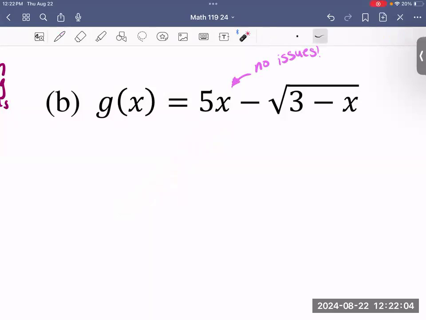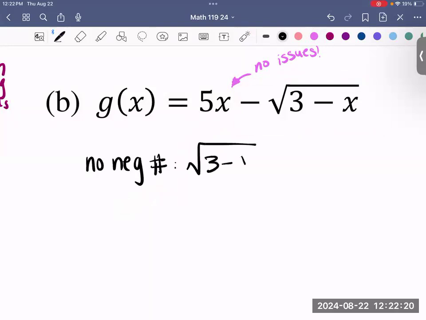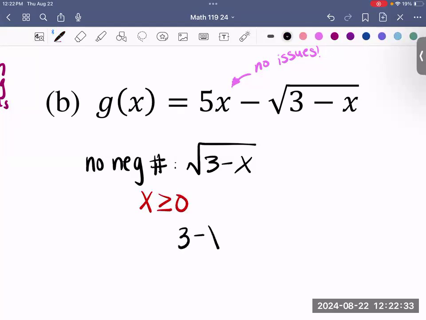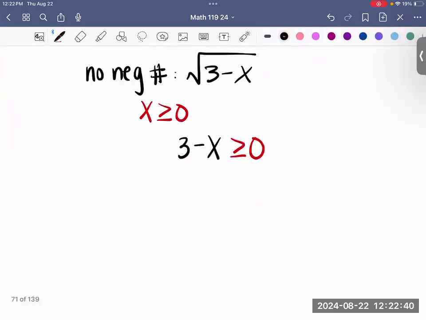However, the second piece of this, we have a square root sign, which is going to cause an issue. We said square root signs, no negative numbers underneath 3 minus x, right? No negatives, we said. That is when the expression is greater than or equal to 0. So we get to set everything underneath the square root sign greater than or equal to 0. So let's go ahead and solve that one.